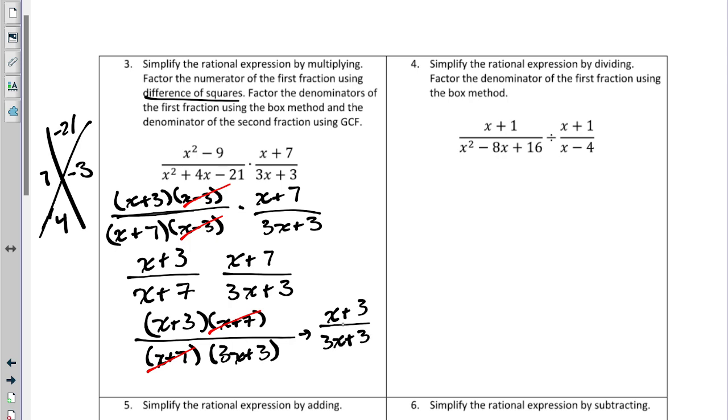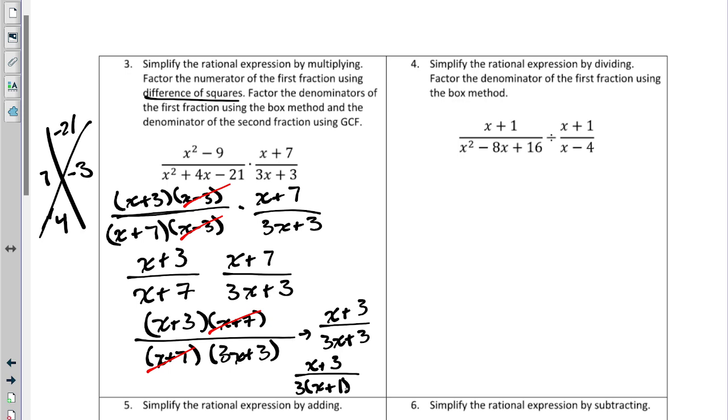But wait, the very last thing that they say is to factor the denominator of the second fraction using the GCF. Is there something going on here? I can factor out a 3 from this. I can take this as x plus 3 over 3 times x plus 1. But I think that's it.